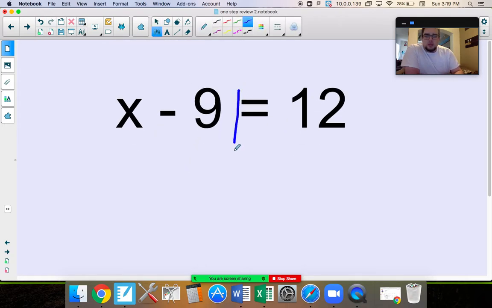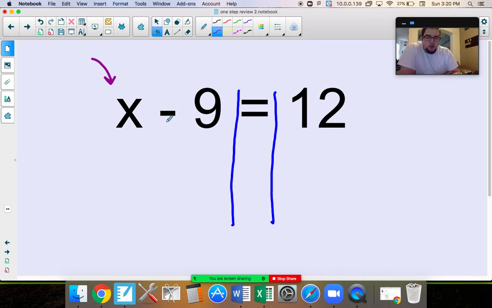So we'll start with this one. I like to draw the lines down the equal sign, especially when I'm working on the computer, just to keep everything as organized as possible. So my variable's over here on the left. Since my variable's on the left, all the numbers on the left are the ones that are going to move. I don't need to do anything with this 12. 12's already on the other side of the train tracks, we're fine. So I need to move this 9.